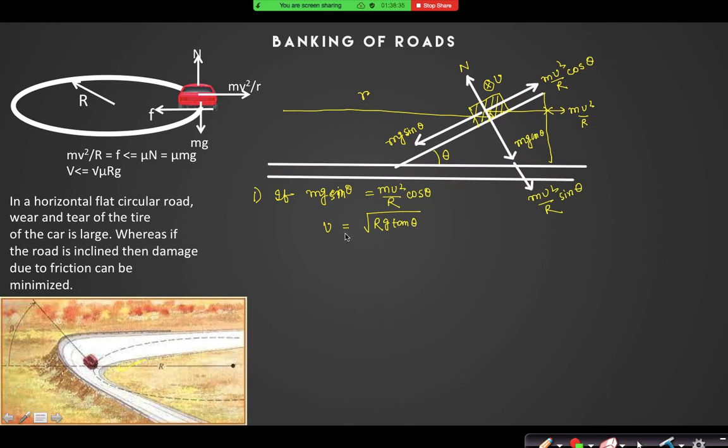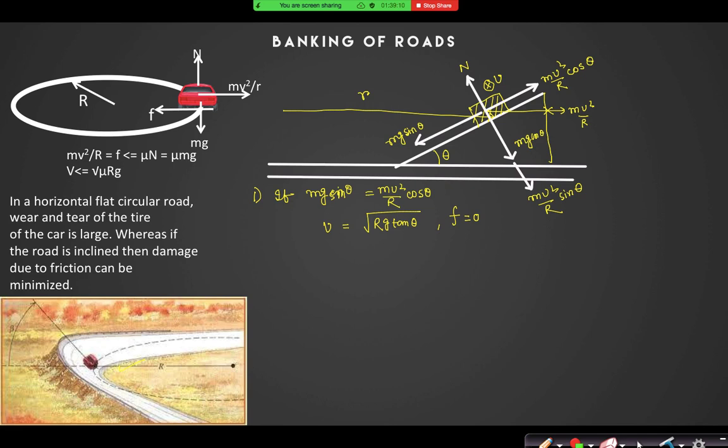This velocity is the critical velocity. It is known as critical velocity. Why is it critical velocity? In that case, friction is zero between the tire and the road, and the wear and tear is zero if you actually move on that road with this particular speed. Right? But is that the only speed possible? No. Why? Because there is friction.